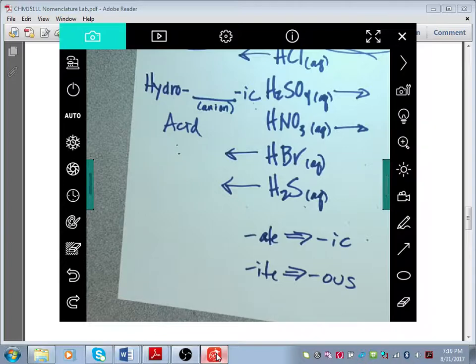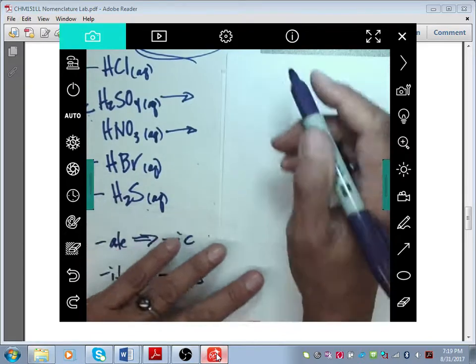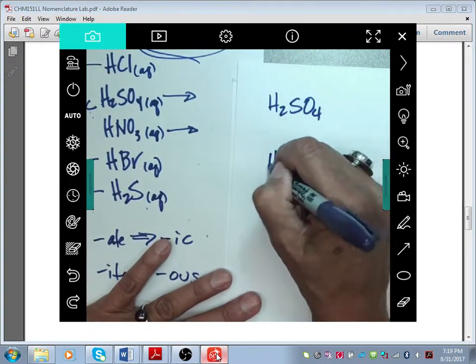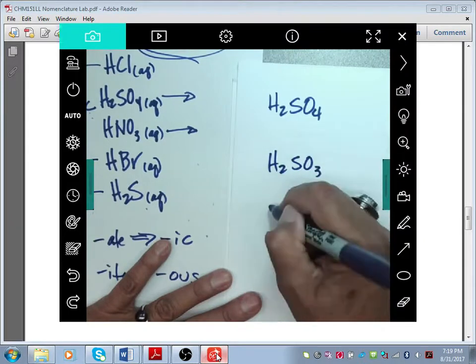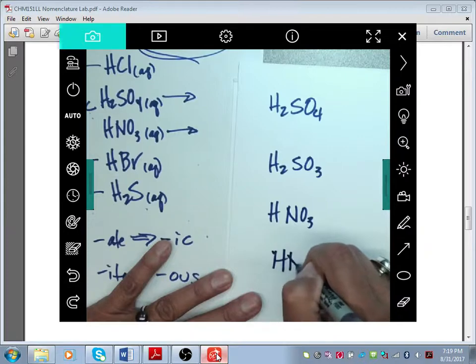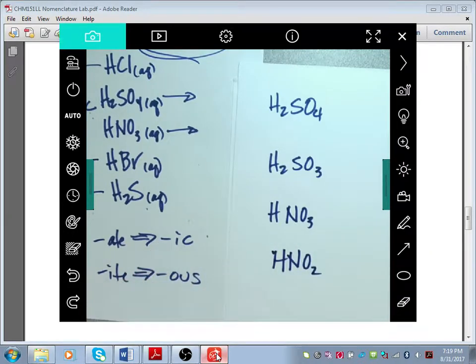So as you're singing and talking and you're driving, you go, ate to ic, ite to ous is the rule for ternary acids. Ate to ic, ite to ous. Ate to ic, ite to ous, right? Okay. Here's how that works. Let's use our ternary acids that we have here. I'm going to have a couple different ones. All right, we got some ternary acids.